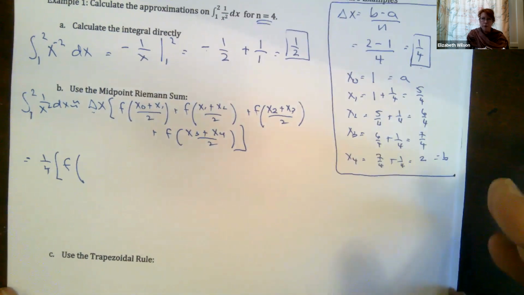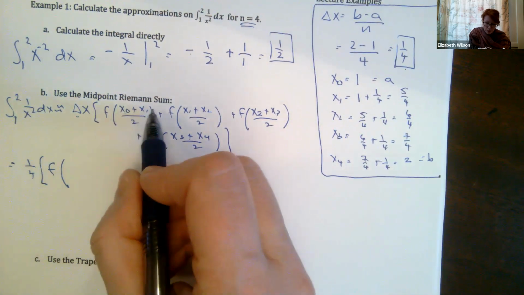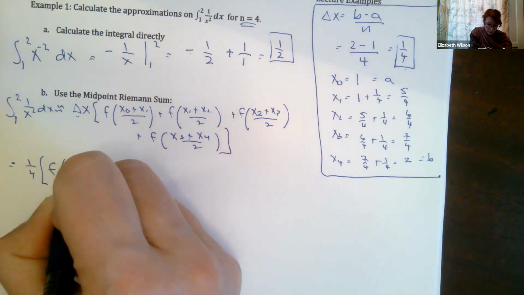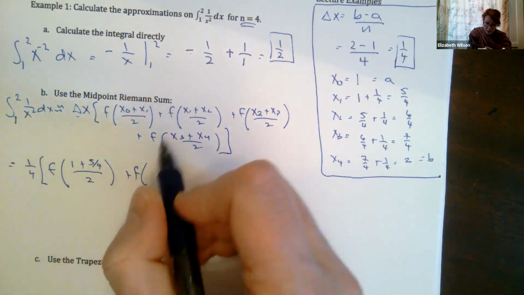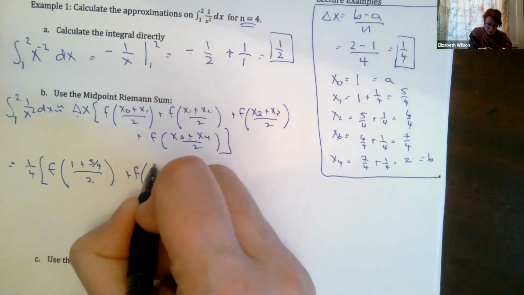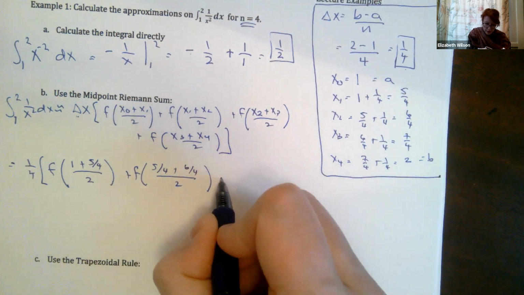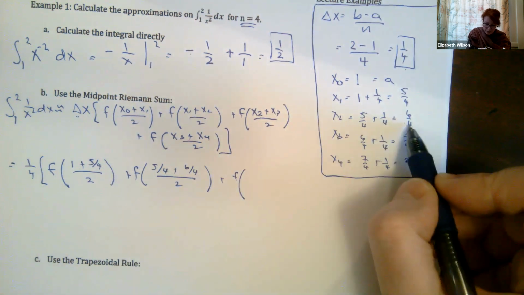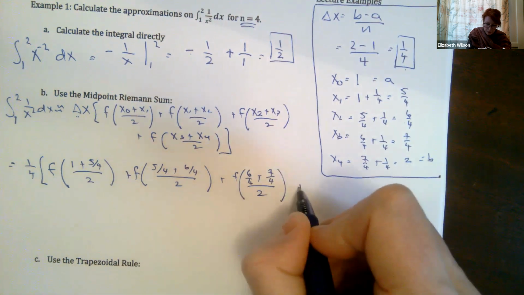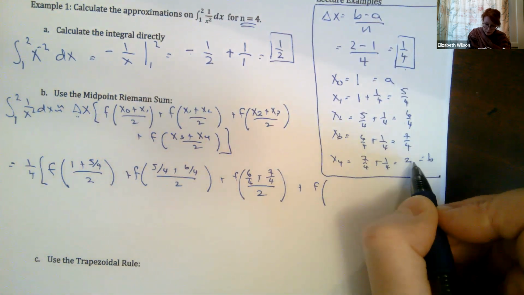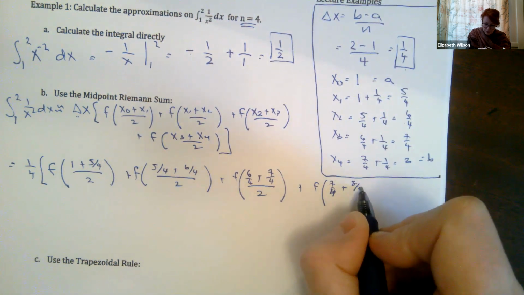So I'm going to really belabor this point as we go first, okay? So f of (x0 plus x1) over 2. This is going to be 1 plus 5/4 divided by 2, plus f of (x1 plus x2) over 2, 5/4 plus 6/4 divided by 2. Now I'm glad I didn't simplify it. Plus f of (x2 plus x3) over 2, plus f of (x3 plus x4) over 2, 7/4 plus, I'm going to call this 8/4, divided by 2.